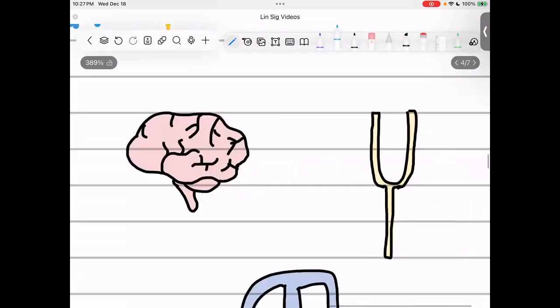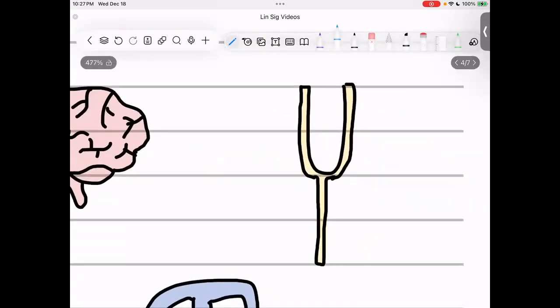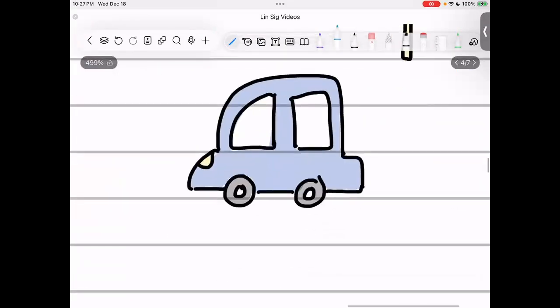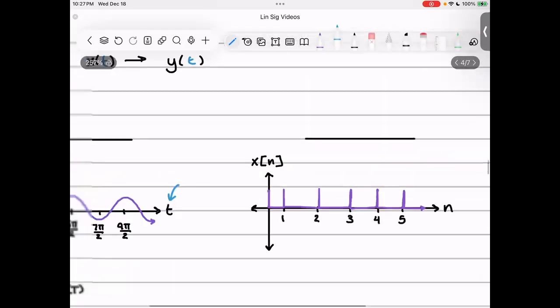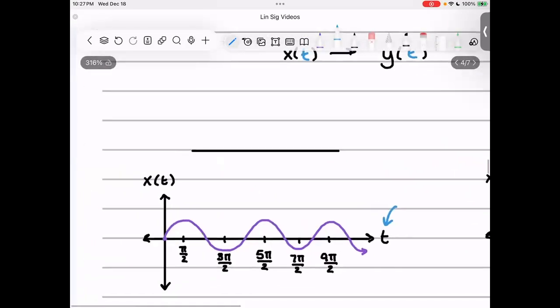In the real world, they have applications in things like neuroscience, where the brain responds to sensory inputs that we give it. Things like tuning forks, where if you strike one in an opera, it's going to reverberate in a certain way. And even cars going along a road and reacting to the different potholes and bumps in the street.